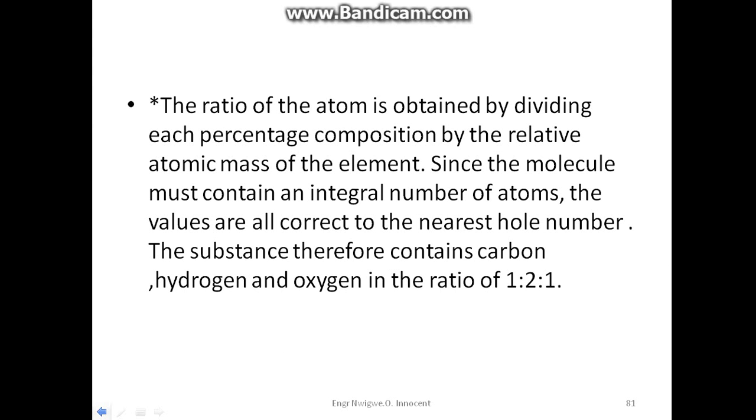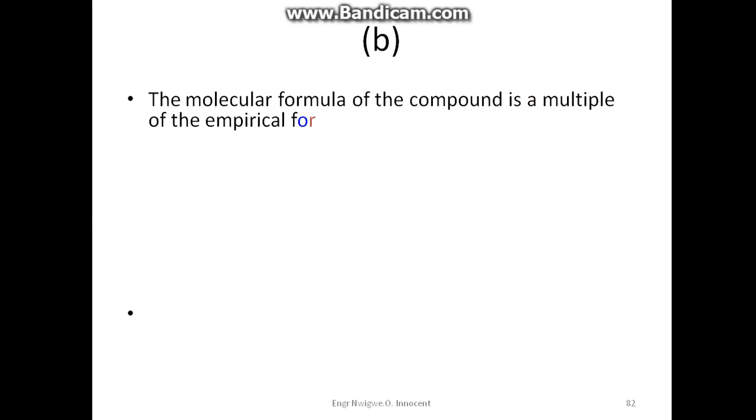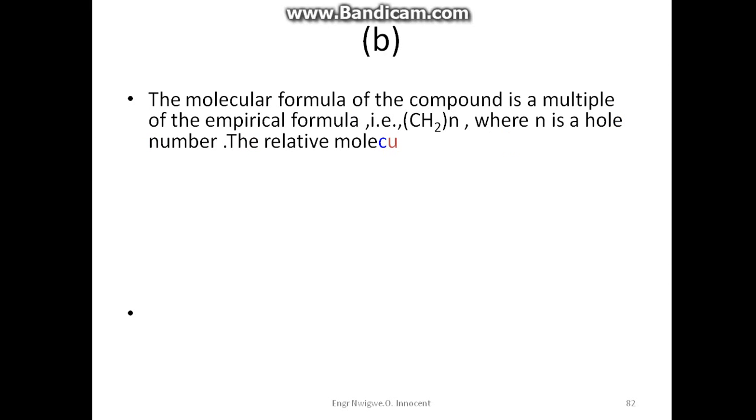Now, the ratio of the atoms is obtained by dividing each percentage composition by the relative atomic mass of the element. Since the molecule must contain an integral number of atoms, the values are corrected to the nearest whole number. The substance therefore contains carbon, hydrogen, and oxygen in a ratio of 1:2:1, as I have already said. Therefore, the empirical formula of the compound is CH2O.